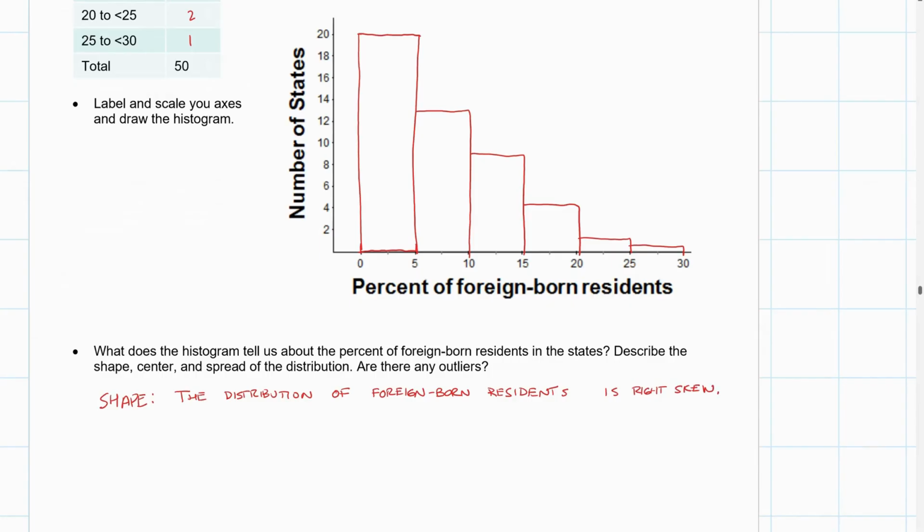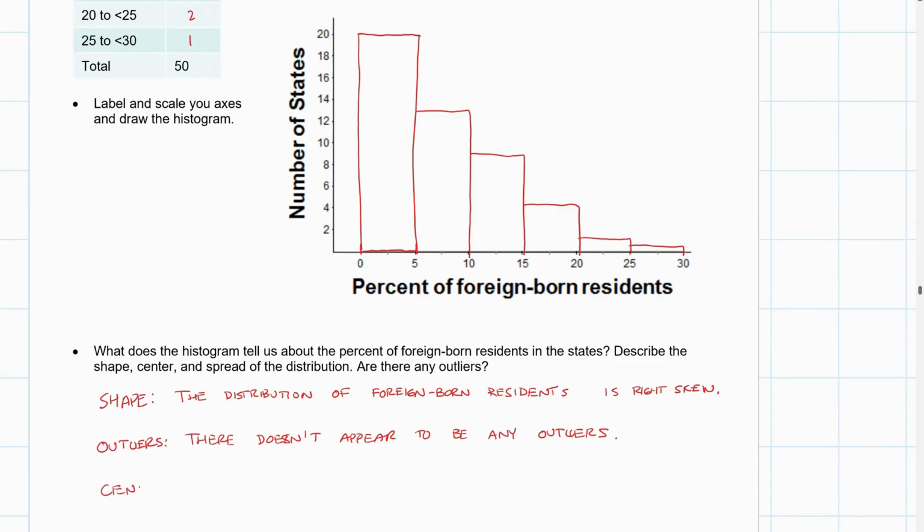S for shape, O for outliers. I don't see any outliers. There doesn't appear to be any outliers. Now we're going to talk more about how to nail down this outlier question in the next section. Just hold off on that.